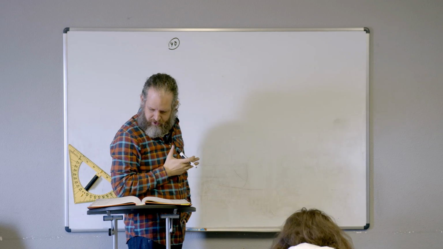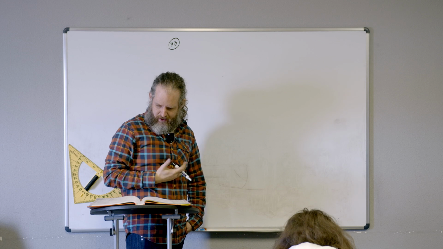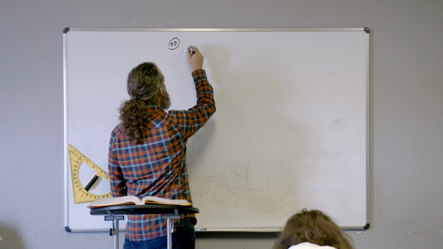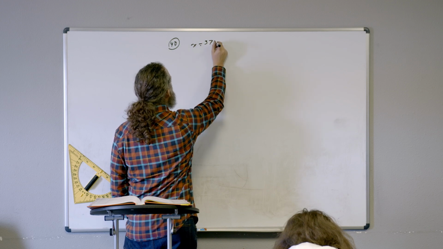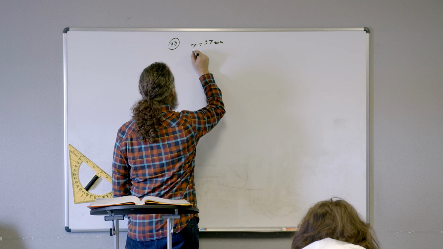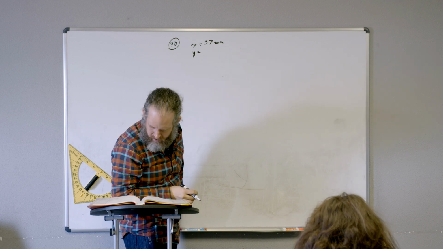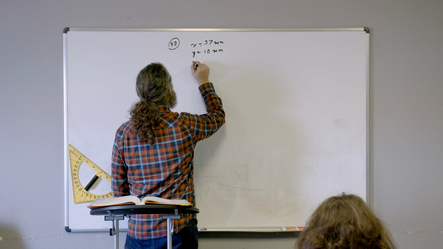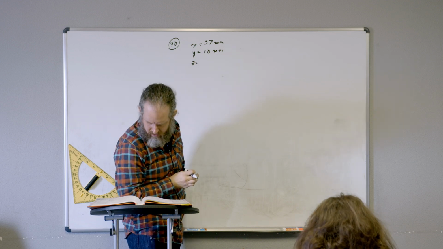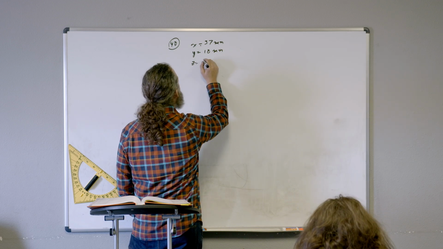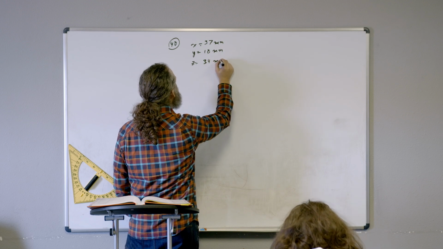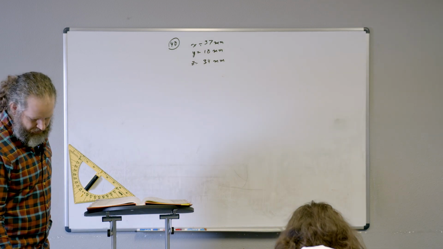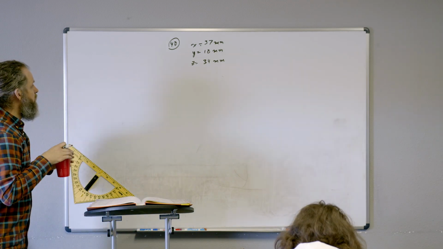Okay, so number 40, we're supposed to use Heron's formula to find the area of each triangle rounded to the nearest tenth. So this triangle, X is 37 millimeters. Y is 10 millimeters. And Z is 34 millimeters. Right? So we're supposed to use Heron's formula to solve it, which is what we need to use because we know the side lengths.